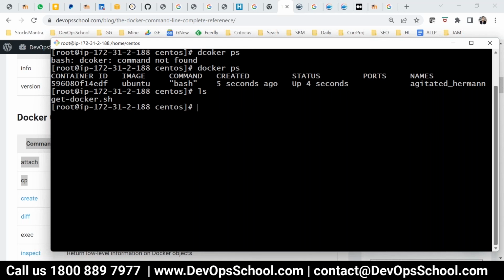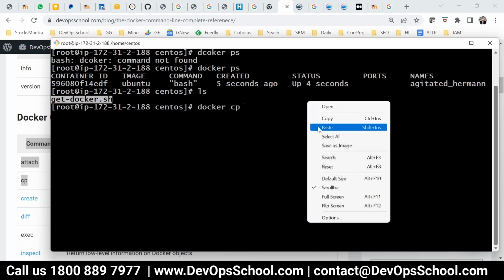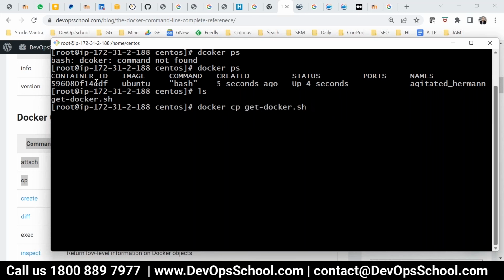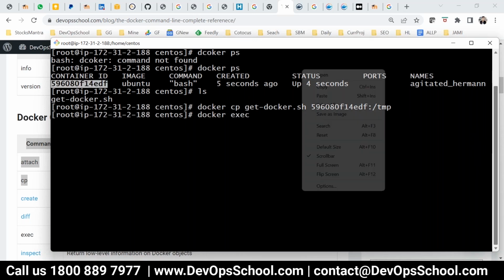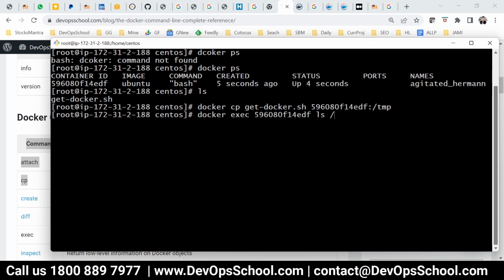Okay, so there's one file in my directory which is the get.docker.sh file. I want to copy it. So Docker cp, this file I want to copy inside a container, and where I want to copy it, under tmp. Done. And can I see that? So exec container id ls tmp, and you see the file is there.